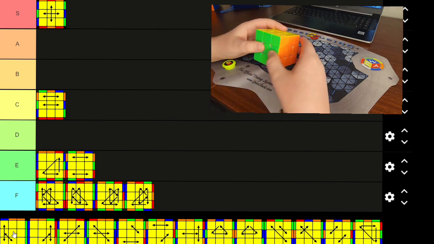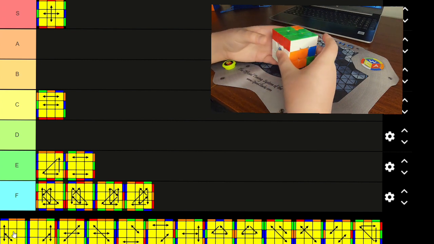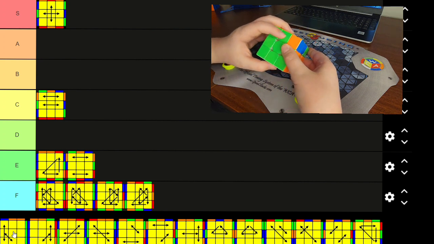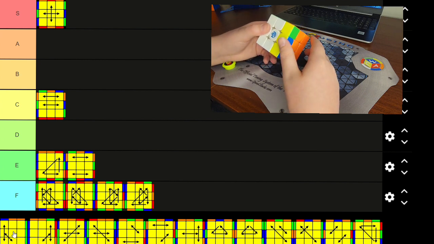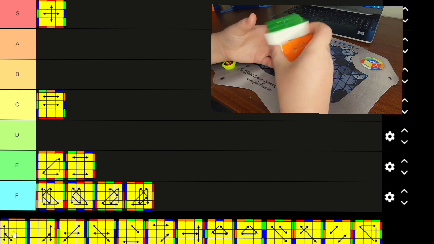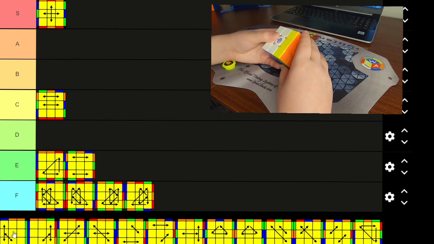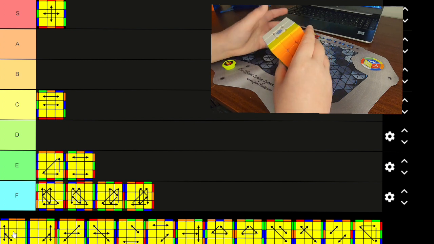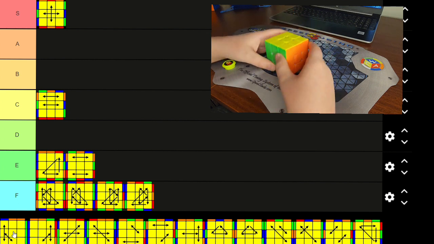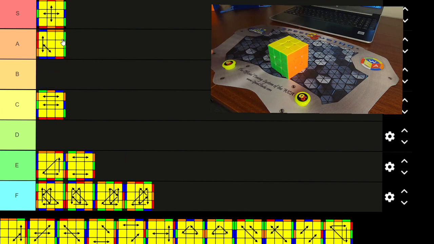Okay, now JB perm. A JB perm, if you don't know, looks like this. I like it purely because of the first turn I do. It tells you to do R2, then I think X prime is what it is, and then the rest of the algorithm. But I just like to do R2 prime, L2, L wide 2, and it gets you to the exact same position. I like it purely because of that. I think it's really cool. And yeah, so because of that, it gets A tier. It's definitely not one of the best, but I still really like it.